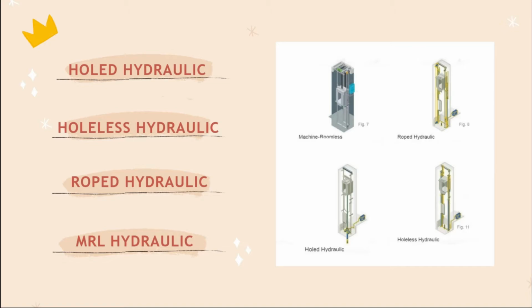Last but not least, machine roomless hydraulic. In machine roomless elevators, the hydraulic lift mechanisms are located in the hoistway instead of a separate machine room. This maximizes the available space in a building.